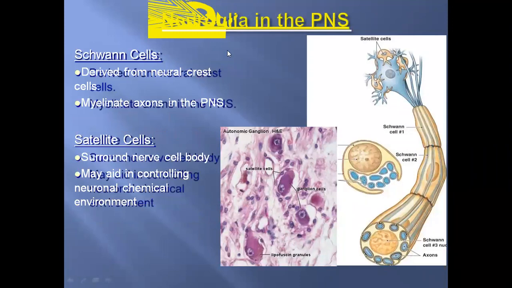Here are the Schwann cells, neuroglial cells in the peripheral nervous system. These cells are derived from neural crest cells. They are responsible for myelination of axons, nerves, in the peripheral nervous system. Here you can see in this slide satellite cells. They surround the nerve cell body and help in controlling the chemical environment of neurons.